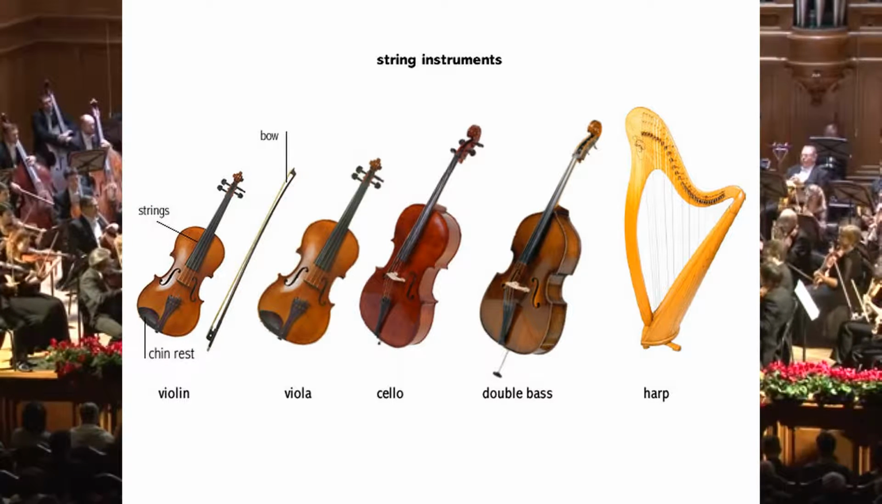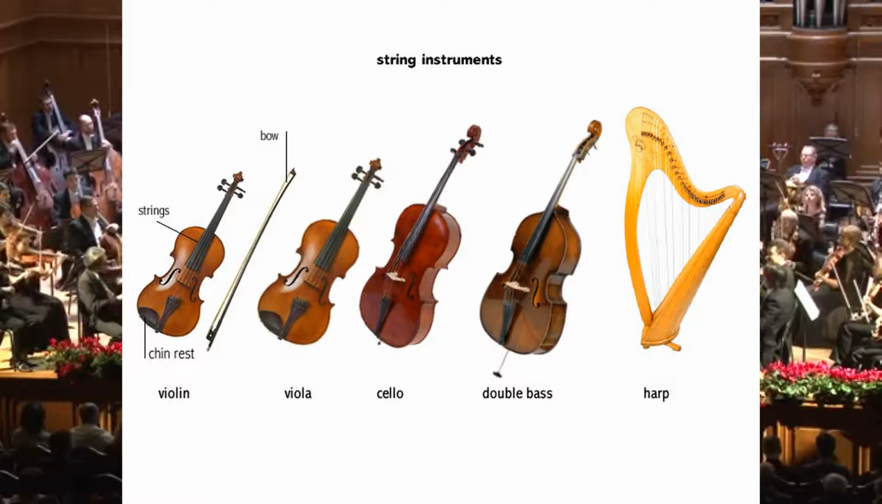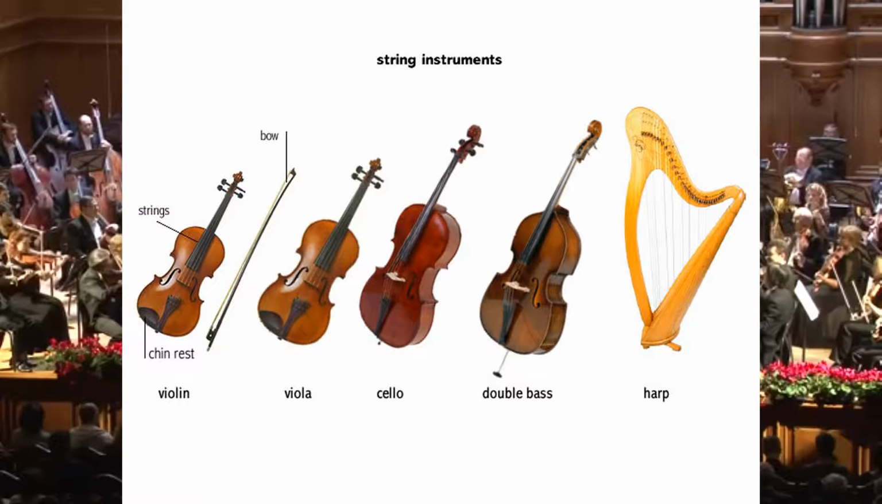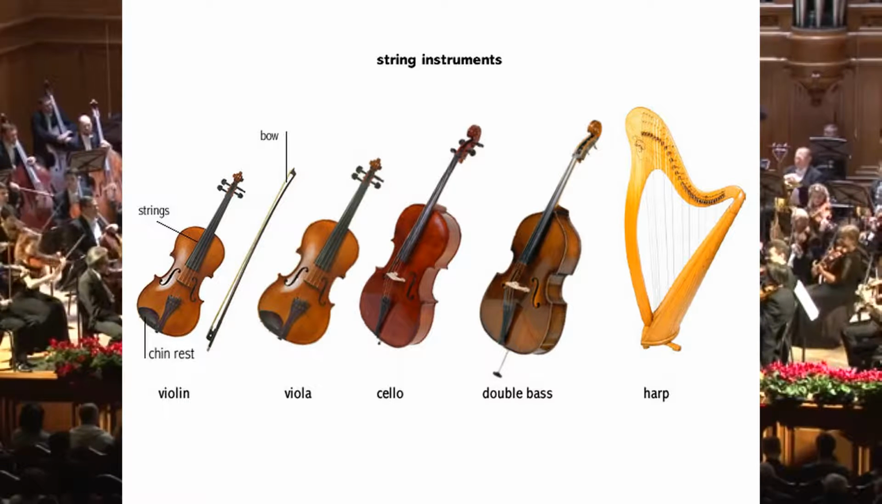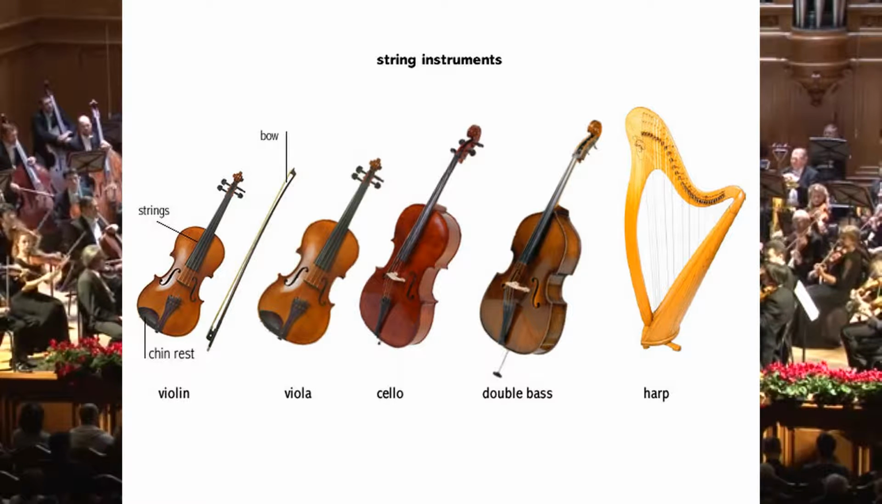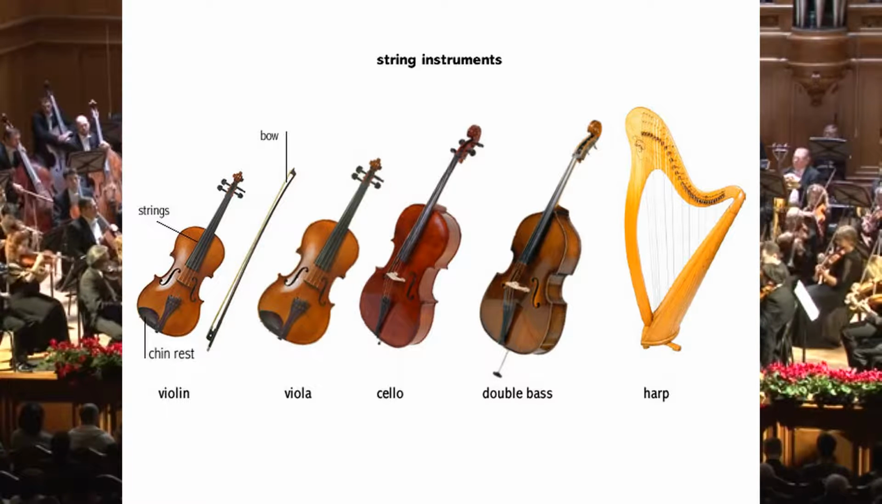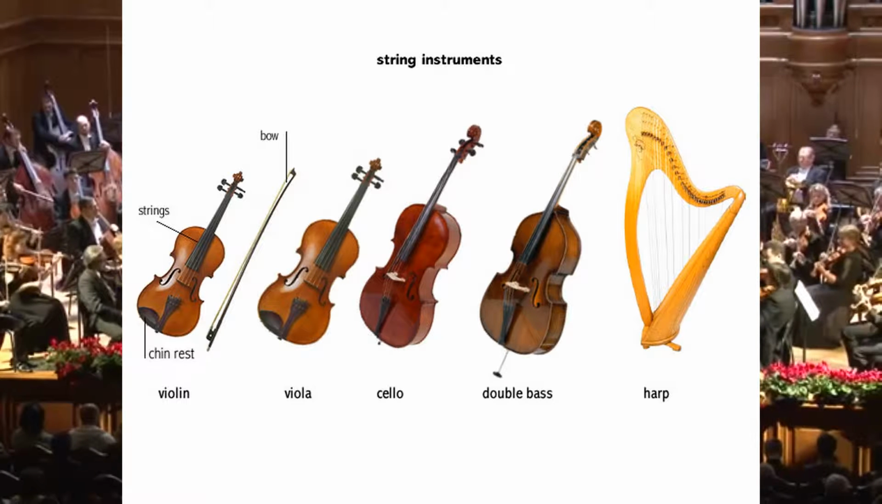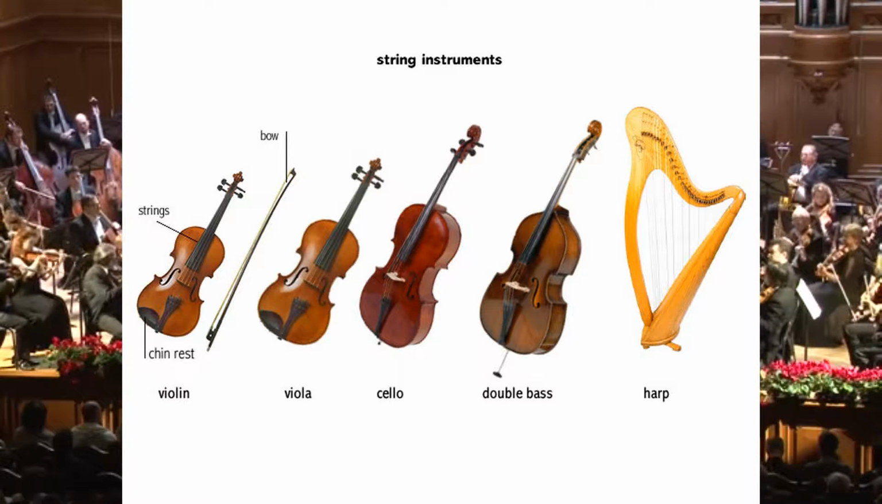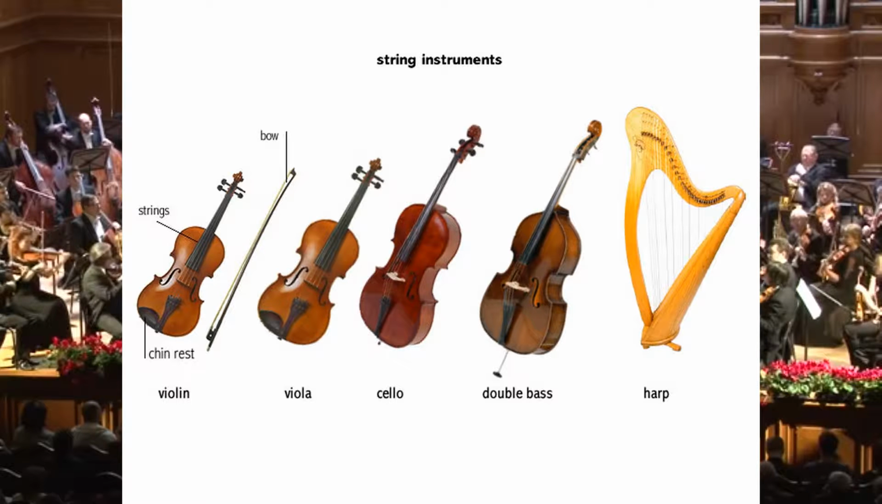A string section in a classical music orchestra usually contains the biggest number of instruments, about 50 or 60 ones, and they are usually bowed instruments. This means that the players use a bow to play them. Here you see the violin, the viola, the cello, the double bass, and the harp.